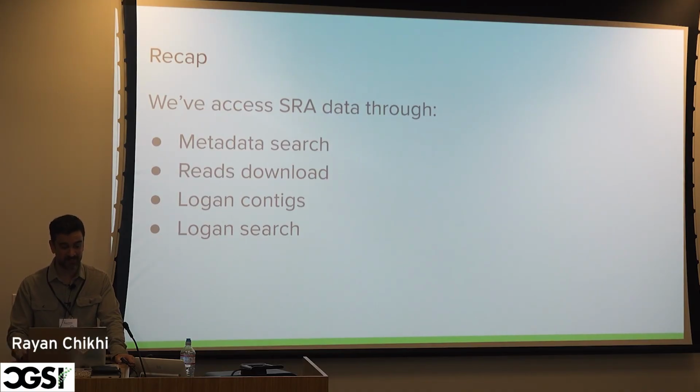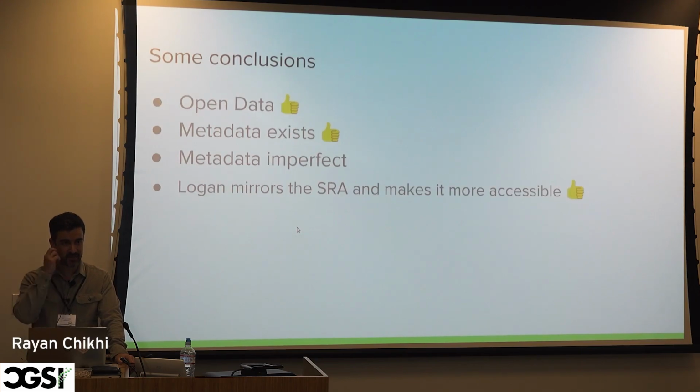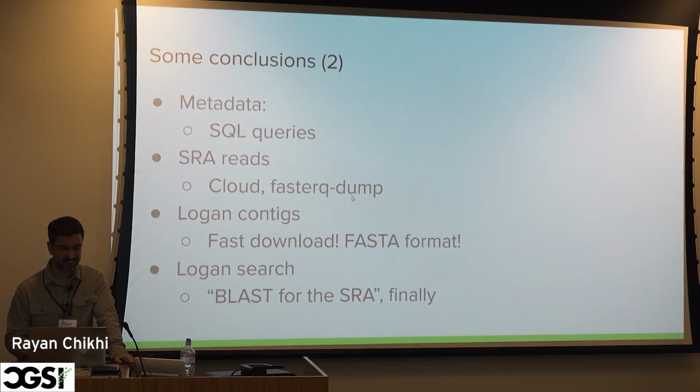So in this tutorial, we've shown many ways to access SRA data: through metadata search, reads download, Logan contigs download, Logan Search. Some conclusions: open data is great, metadata exists, it's sometimes imperfect. And Logan mirrors the SRA and makes it more accessible. Metadata, SQL queries to access it. Reads from SRA, use the cloud, use faster-qdump. Logan contigs are fast to download. They are in FASTA format, which is great.